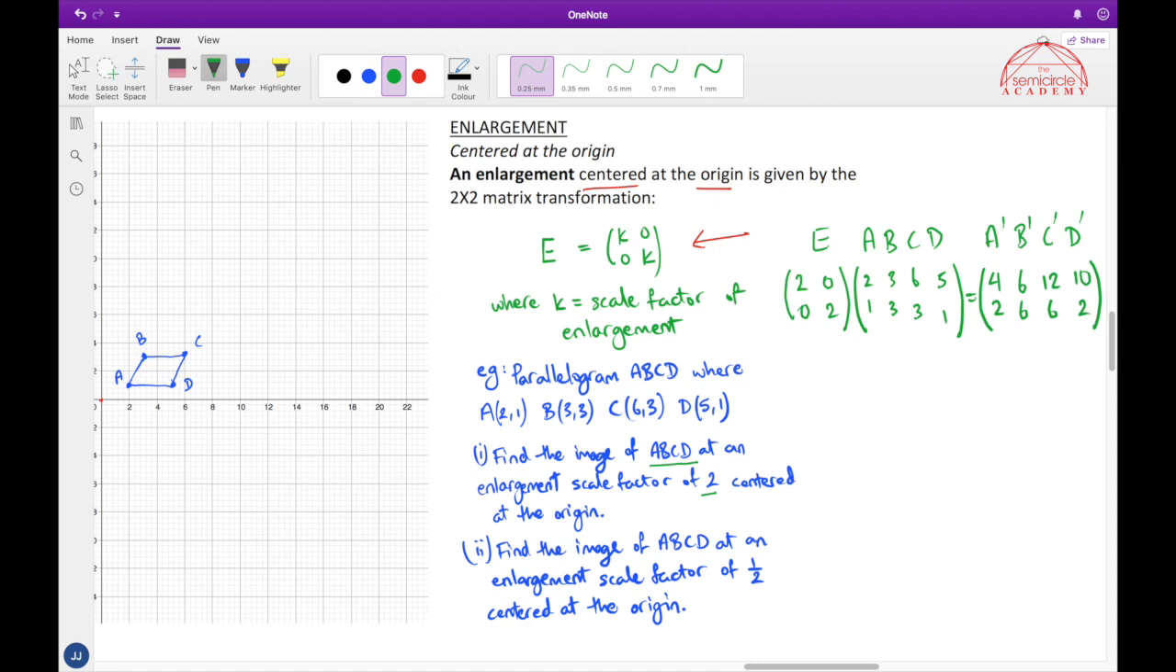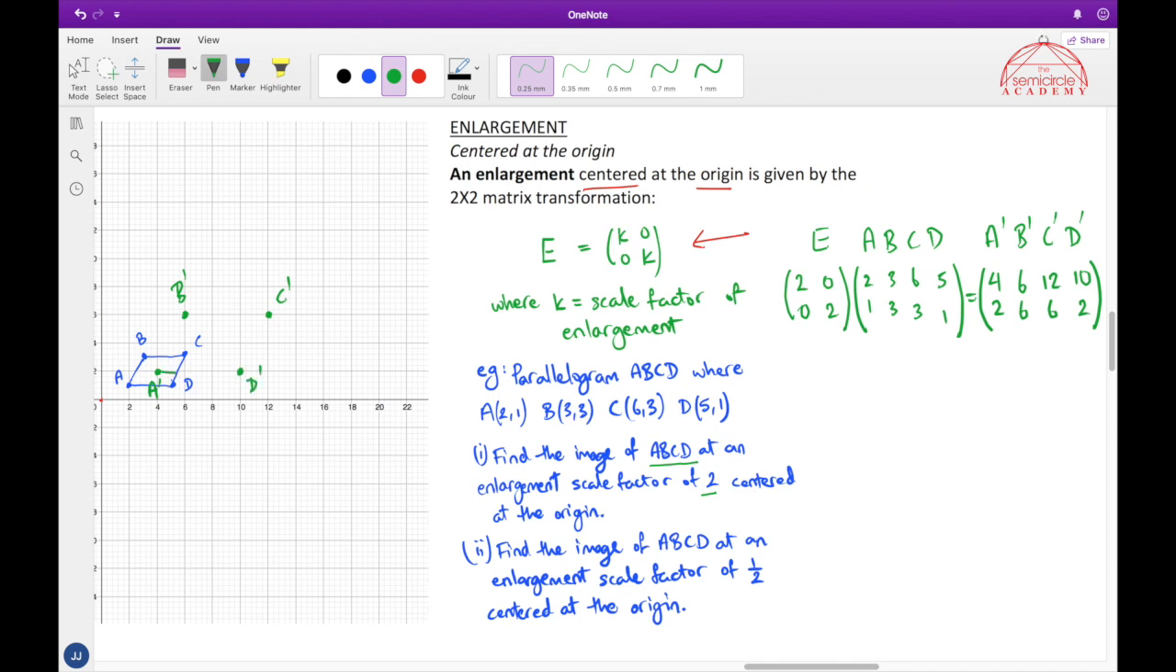We have A prime being 4 on the X and 2 on the Y. So that's this point here. We have our B prime being 6 on the X and 6 on the Y. 2, 4, 6. So that's this point here. So this is the point A prime. This is the point B prime. We could kind of see what's happening here. The point C prime is 12, 6. So that's C prime. And D prime is 10, 2. So that's about there. D prime.